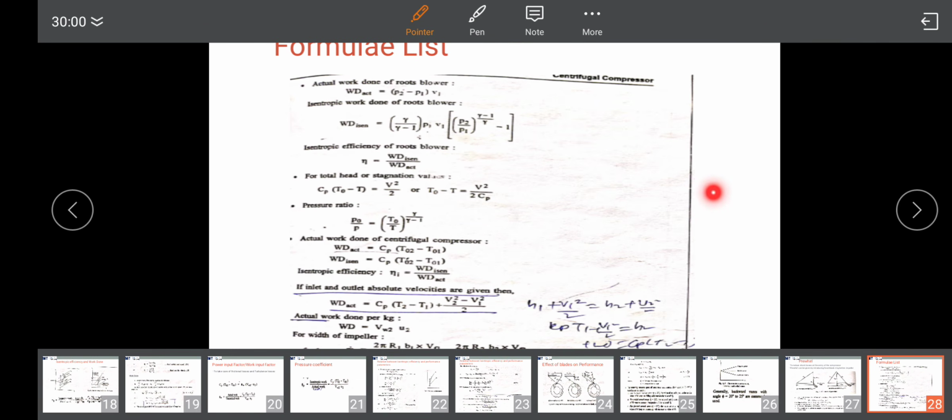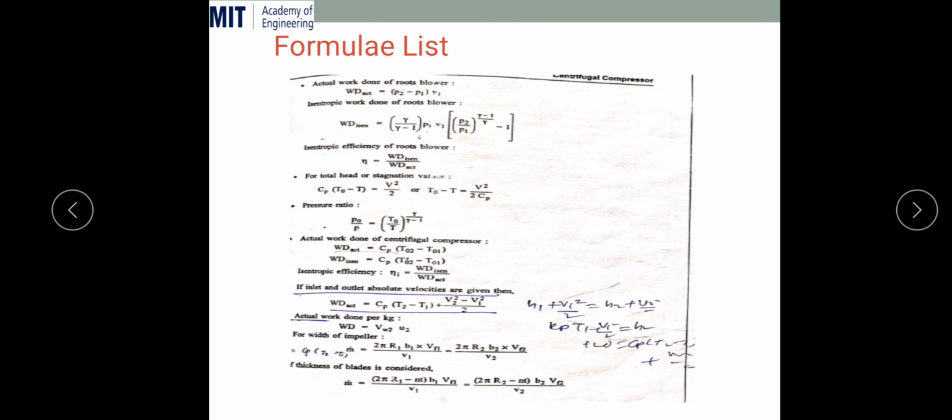We have a certain formula list here. You may get confused with the formulas of work done. First of all, there is the Euler work done, which is given as VW2 U2. Then the actual work is given as Cp(T2 minus T1) plus (V2 square minus V1 square) divided by 2. Sometimes you neglect this part, and sometimes you consider only Cp(T2 minus T1). When the inlet velocity and outlet velocity of the air are given, then you have to use this formula, otherwise simply neglect these terms. Then, in terms of stagnation properties, the actual work done is Cp(T02 minus T01), and the isentropic work is given as Cp(T02s minus T01).